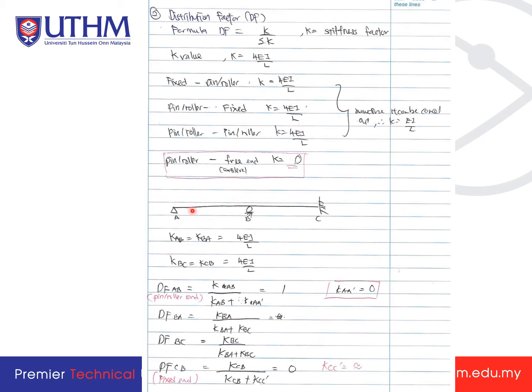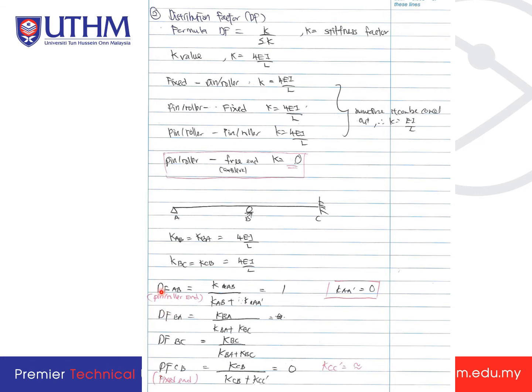For this example, you can see from A to B is 4EI over L, and from B to C is also 4EI over L. KAB and KBA are the same, KBC and KCB are the same. All are 4EI over L. So what you need to do now is the distribution factor. After you determine all the K, you need to get the DF.